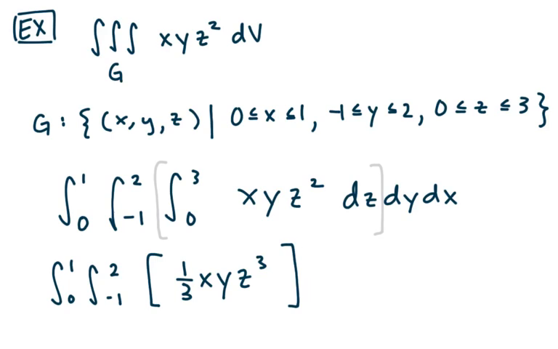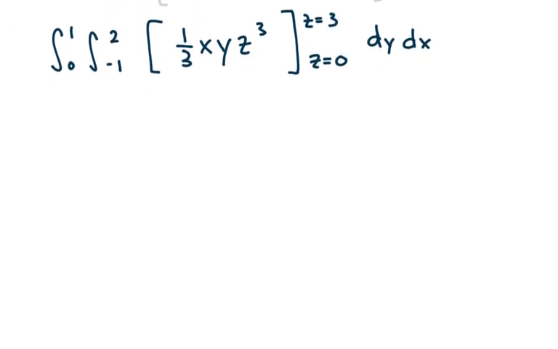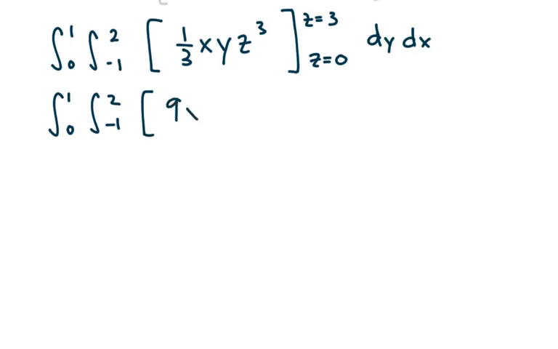Again, I'm going to encourage you to say z equals 3, z equals 0, and then I'll write dy dx. Now if I plug in 3, I get 27 over 3, that's 9. Plug in 0, that zeroes this term out. So now I have 0 to 1, negative 1 to 2, 9xy dy dx.